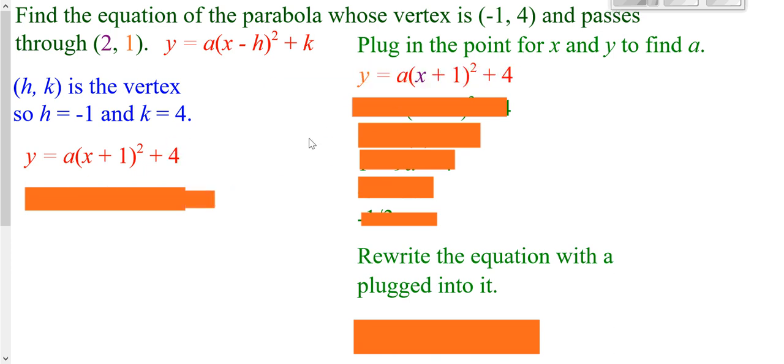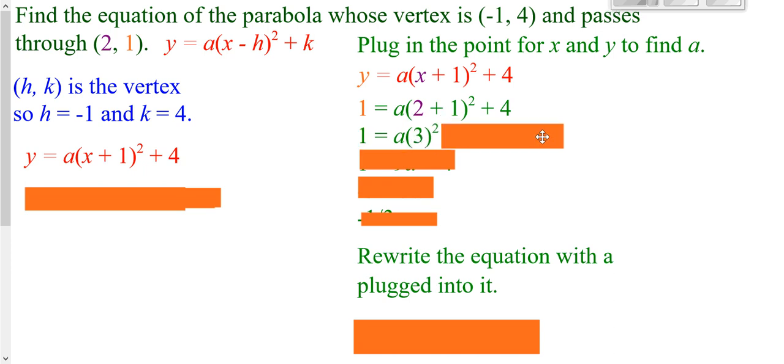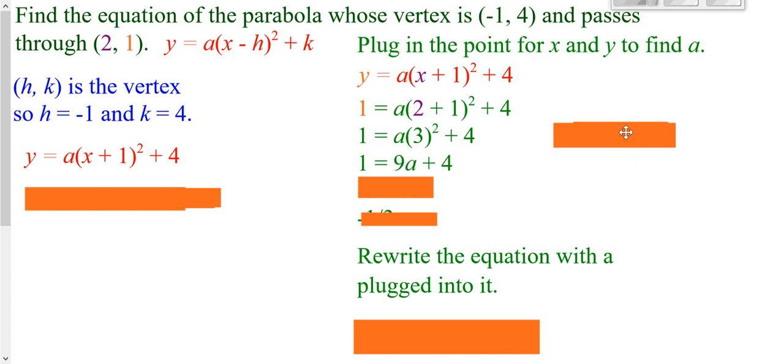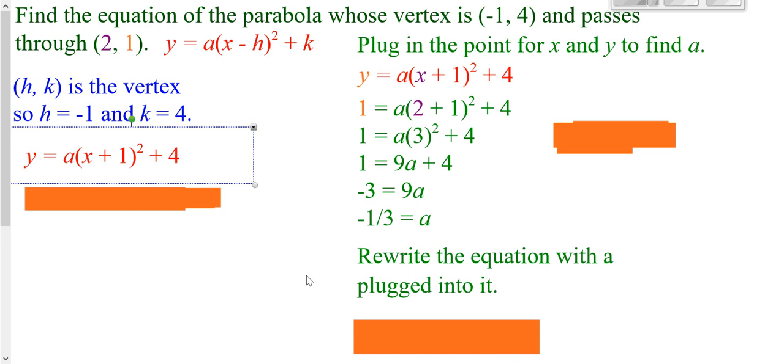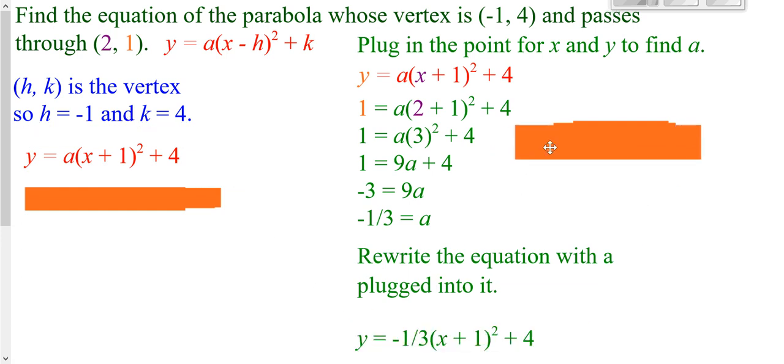Well, if we do that, we would get this here. Then all we have to do is solve it. 2 plus 1 is 3. We square that. Now notice your 9 is multiplied by the a, so you cannot combine it with your 4. So now you have to get your a by itself, so subtract 4 from both sides, divide by your 9, you get a. Now we had figured out h and k a little bit ago. We just figured out a. So all we're going to do is rewrite this equation right here, just with the correct value of a plugged in. And that's what we get right here.